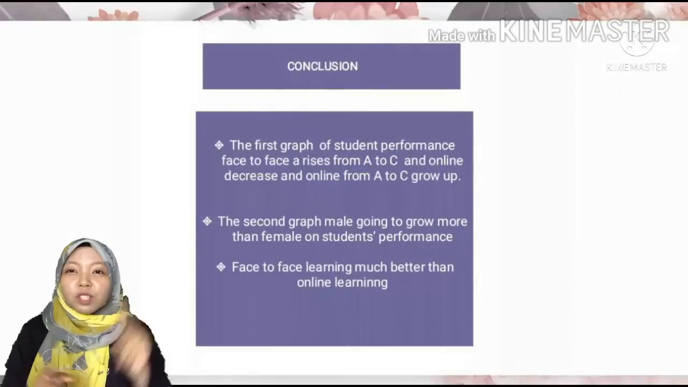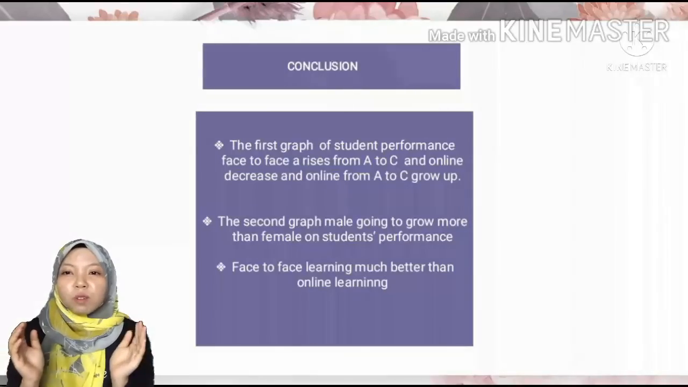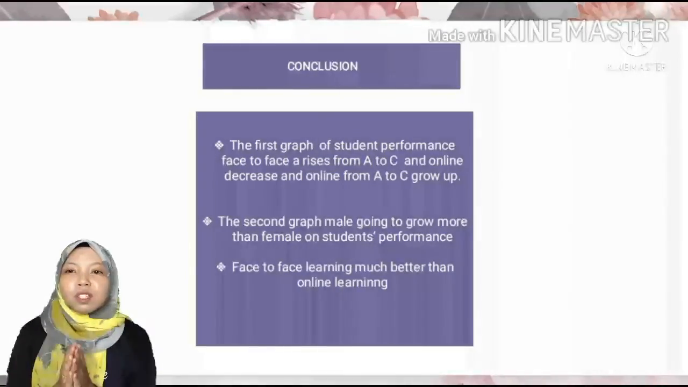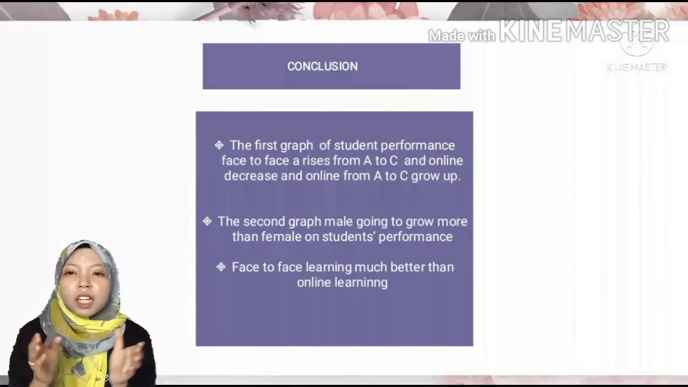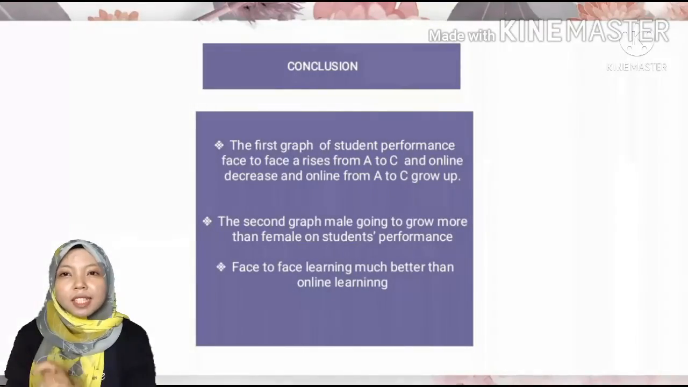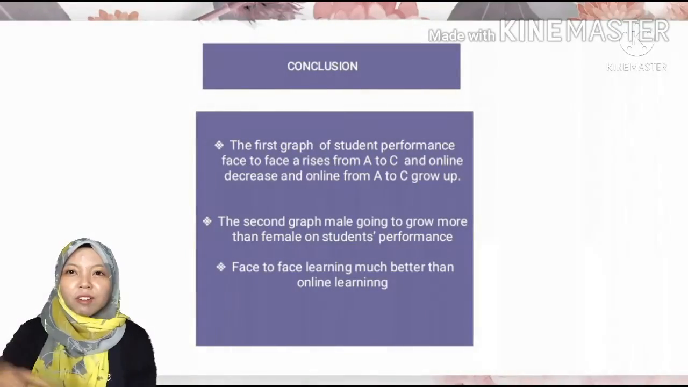Alright, conclusion for table 2. Okay, the second graph shows growth in female student performance more than D and F. Okay, the number of female student performance is relatively lower than male starting from D. Okay, that's all about my conclusion.